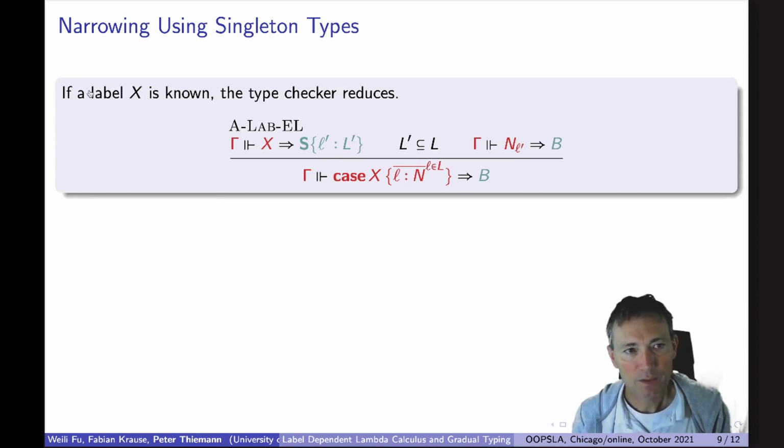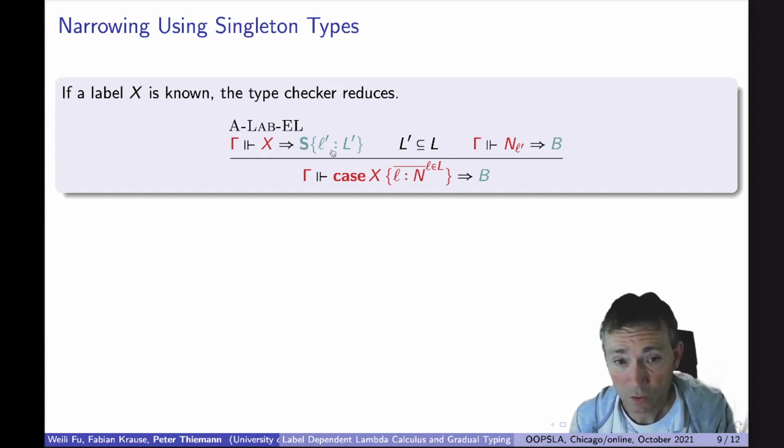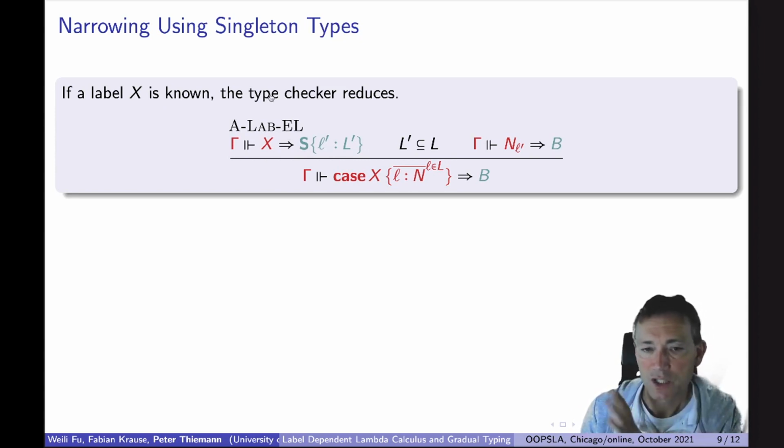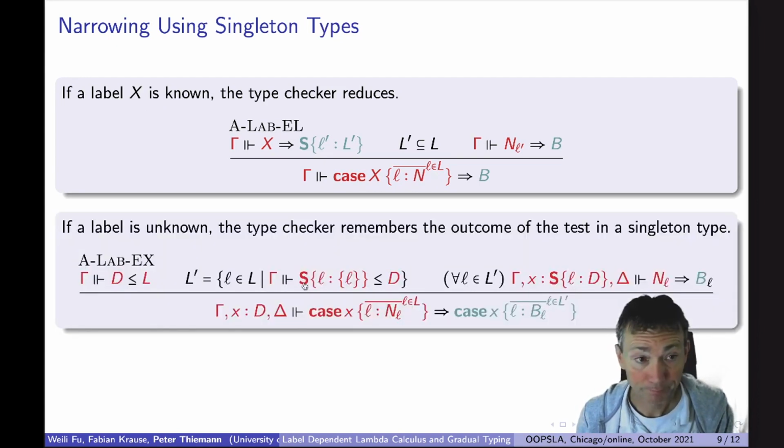So the first one is type checking of the case expression. Here the head of the case is some X, and we have been able to synthesize the type of X as a singleton type, which means we know the value of X at runtime is L prime. Well, if the label is known, then the type checker just performs the reduction. So it only checks one branch of the case, namely the one belonging to N prime, L prime.